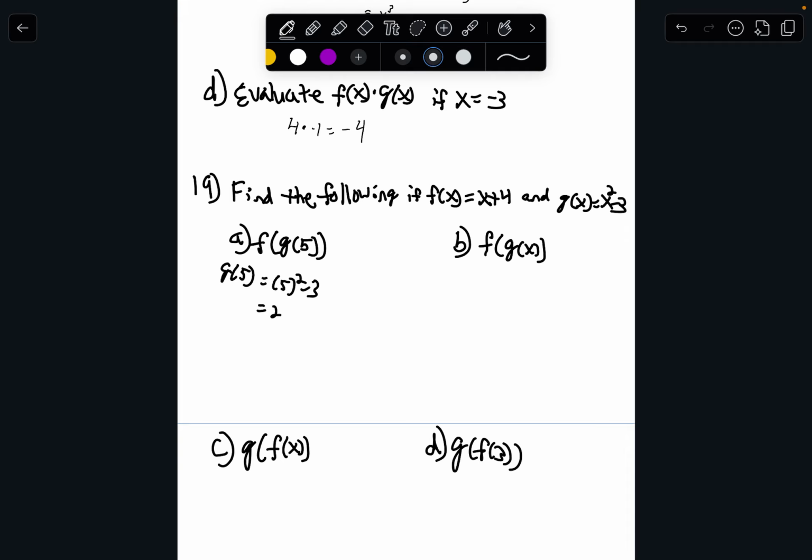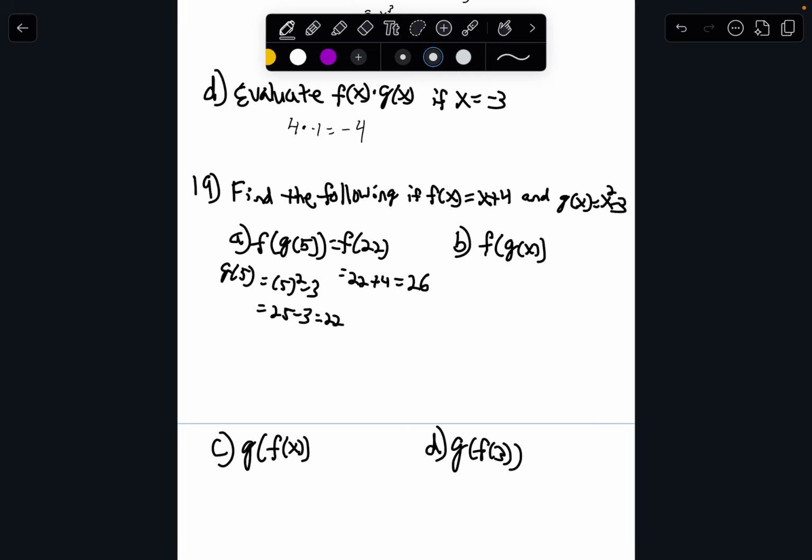And that becomes 25 minus 3, so that's 22. So this becomes f of 22. But what's f of 22? Well, f of x is x plus 4, so f of 22 is just 22 plus 4, and it's 26.